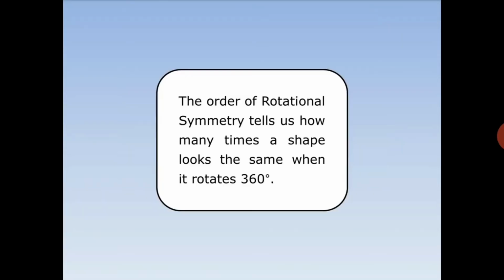So we will start with rotational symmetry. The order of rotational symmetry tells us how many times a shape looks the same when it rotates 360 degrees. Let us see this concept in detail. Look at this square. How many orders of rotation does it have? If it rotates with angles between 0 degrees and 360 degrees, the shape should match the original image. Clear? Let us see how the square rotates.